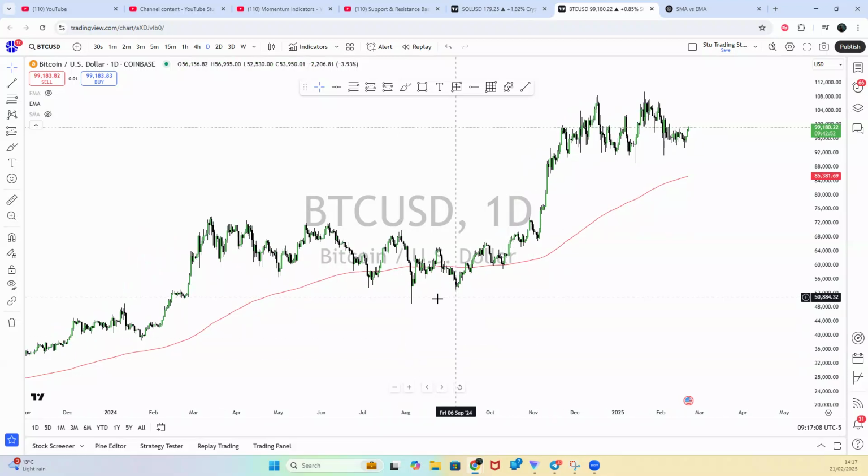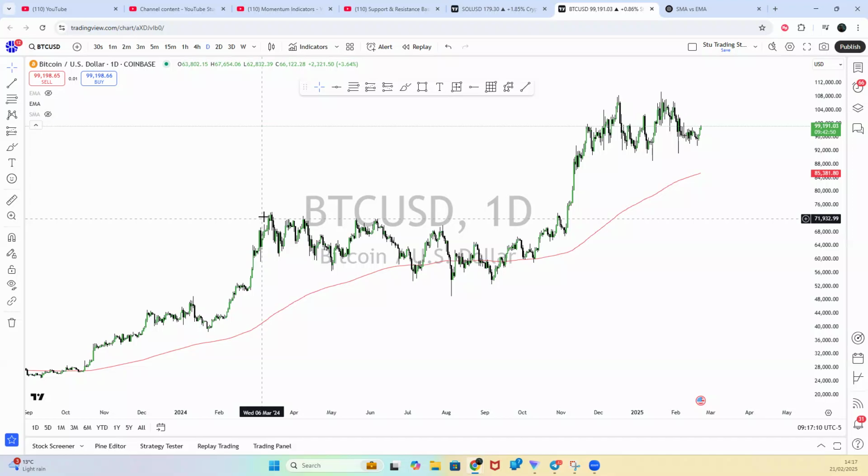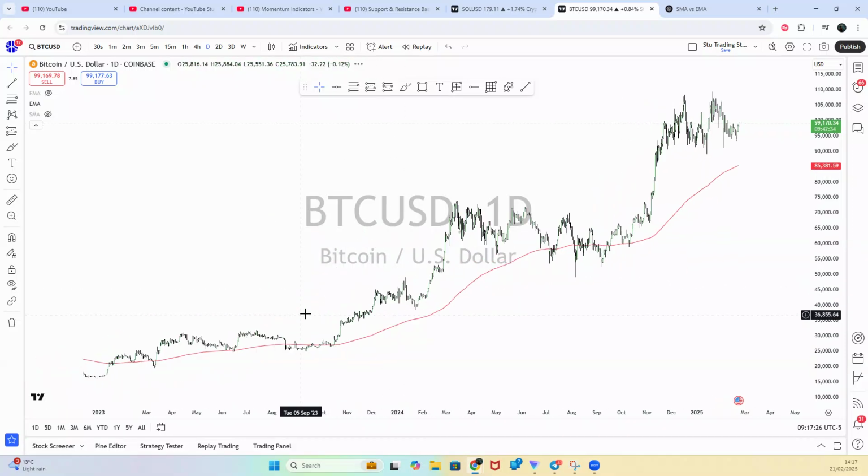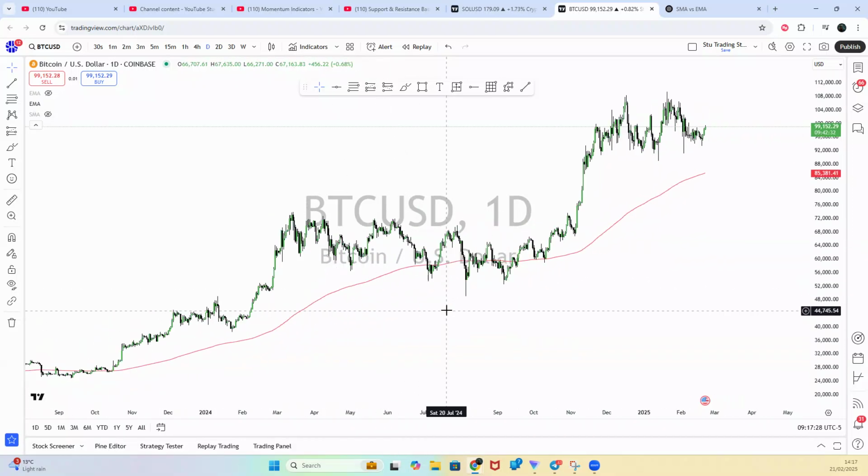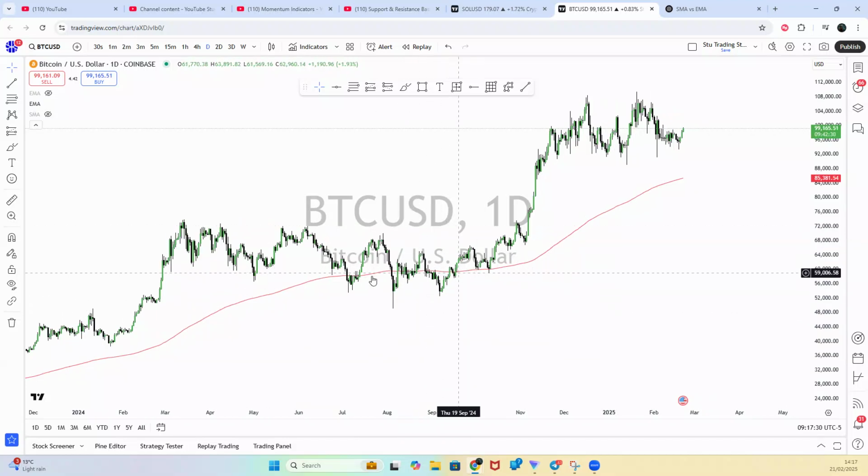Now, obviously, it can spend a lot of time above the 200-day moving average and be moving down. But it's a good way to just get a very basic understanding of bullish versus bearish. And oftentimes, the 200 period moving average can act as an area of support or resistance.